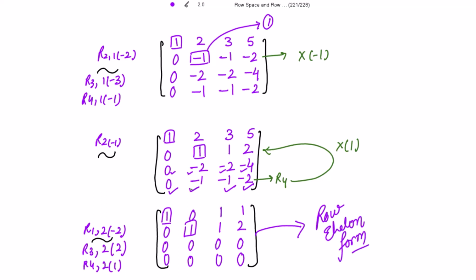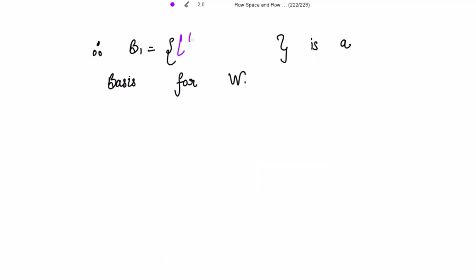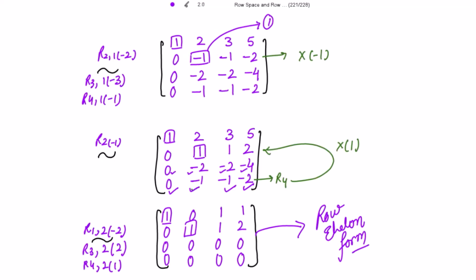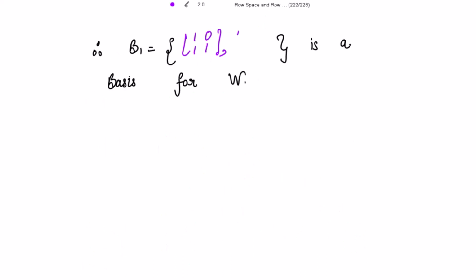And we can now easily write the basis from this matrix. Writing the basis from the first row in matrix form, that is [1 0; 1 1]. And from the second row we get [0 1; 1 2] in matrix form. So these are the basis for the subspace W.